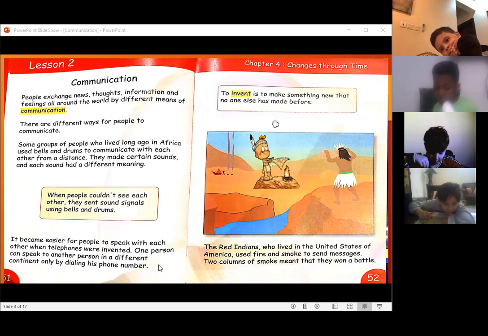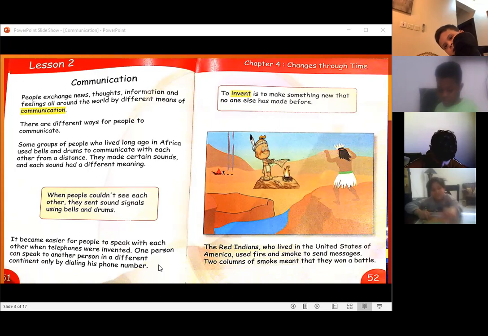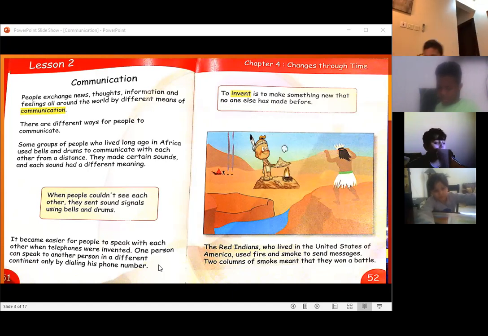So here is the definition of invent. What is the meaning of invent? It means to make something new that no one has made before. To create and design something that did not exist before, like the telephone. It was not invented in the past.